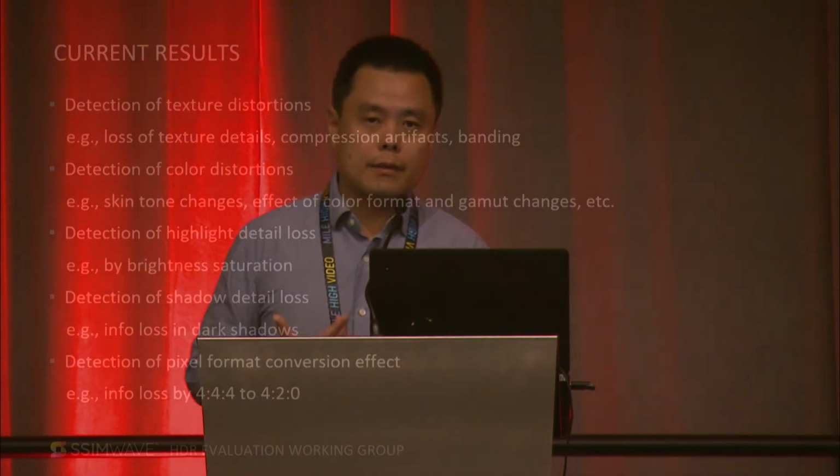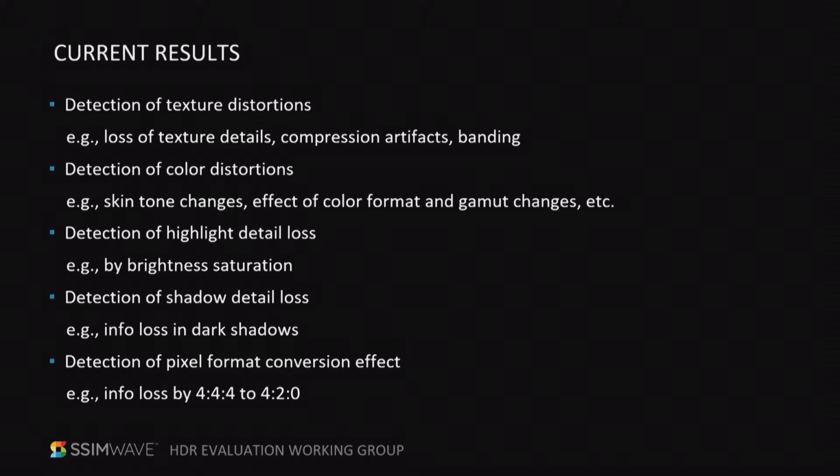As I said, this is ongoing, but so far we have already been able to see what we can do with this approach. We have already been able to detect texture distortions, for example loss of texture details, compression artifacts, and so on. We can also do color assessment, like skin tone change, we can detect that. And the effect of color format and gamut change. If in your workflow you go from Rec 2020 to 709, then you go back and pretend nothing happened, this will detect that. Also detecting highlight details, color, brightness, saturation, and the loss of details in the dark. And even some very tiny subtle change, even if you do 444 to 420 conversion and then convert it back, this method is also able to detect that in some very specific locations.